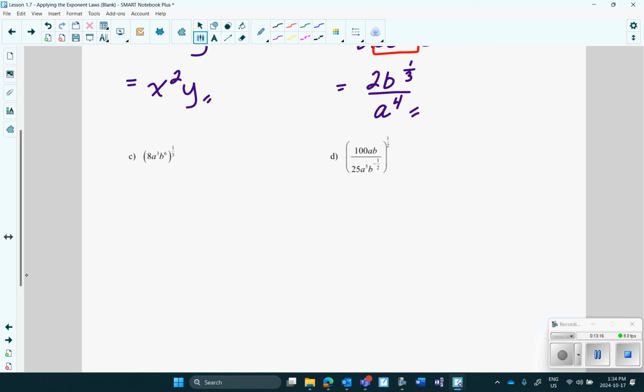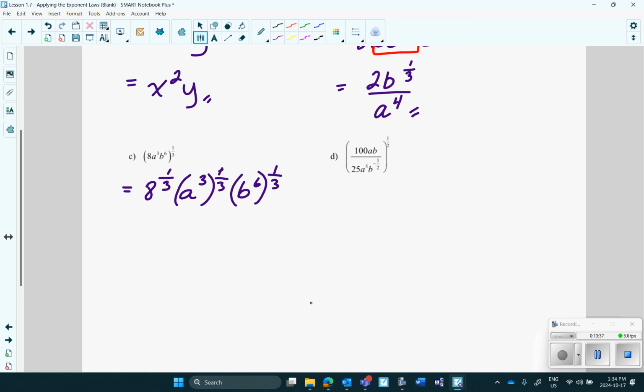Any idea how we would start? Okay. To everything to the 1/3. So I've got to do 8 to the 1/3. I've got to do A to the 3 to the 1/3. And I've got to do B to the 6 to the 1/3.